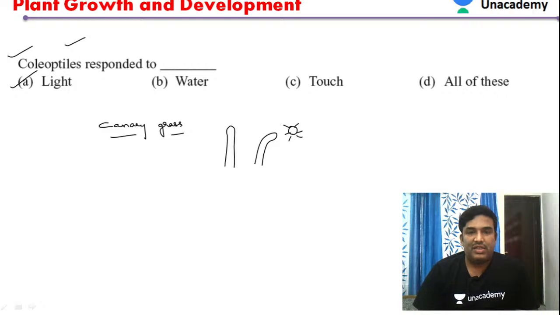Okay, Rajita, thank you. So Darwin did their experiment, students, on canary grass. They took the coleoptile of the canary grass and exposed it to sunlight, and identified that the tip of the grass, called the coleoptile, moves towards sunlight. So there is some substance at the tip of the coleoptile that responds to light, and later they found that auxin is present. Auxin is responsible for the movement of coleoptile towards the sunlight. So finally the answer is light.